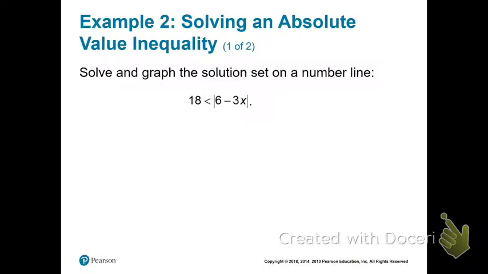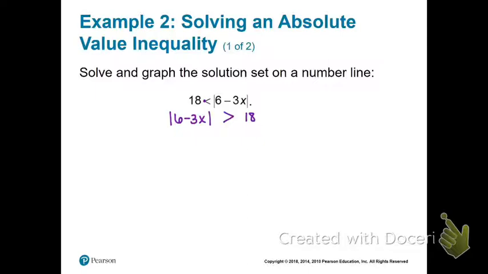But just like we did before, the first thing I'm going to do is make sure, is my absolute value piece by itself? And it is. We don't have anything being added or subtracted to it, being multiplied or divided with it, so it's by itself. Now the only thing is it's on the right, so I'm literally just going to flip this over. So I got 6 minus 3x, and then we got that 18. I notice my arrow is pointing towards the 18, so I'm going to make it point towards the 18 again.